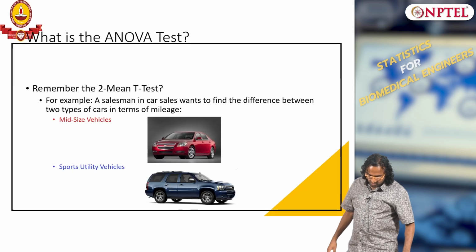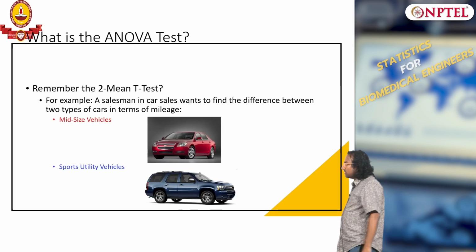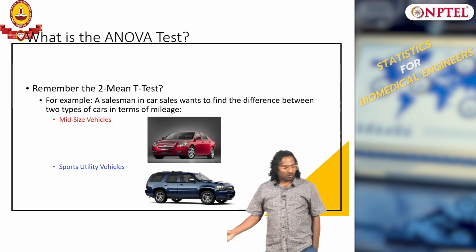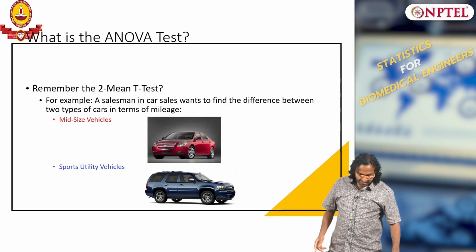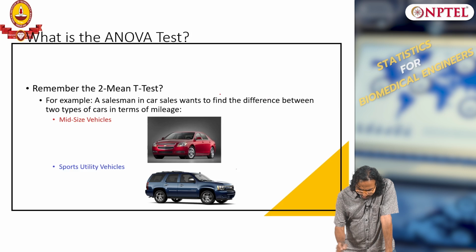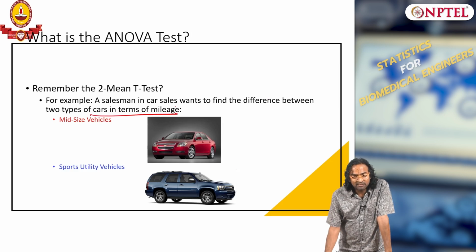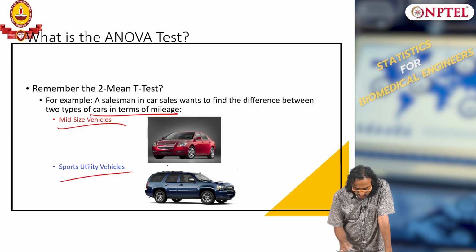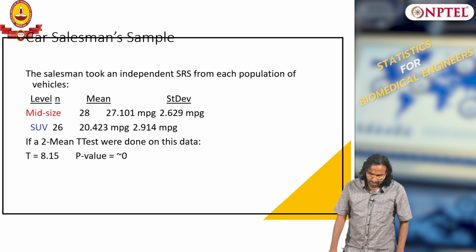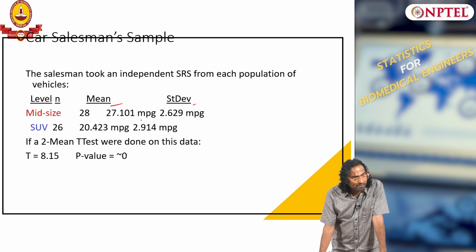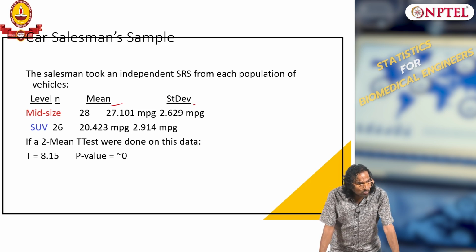Okay. So, let us get into a simple example. Let us say a salesman in car sales wants to find the difference between two types of cars in terms of mileage. Very simple idea, right? So we want to find the difference between two cars in terms of mileage. A typical 2 sample t test could be done, because this is only 2 random variables. So we have a mid size vehicle and a sports utility vehicle. Now, you will have the mean and the standard deviations, and we could do a pairwise t test. That is straightforward, what we learnt.